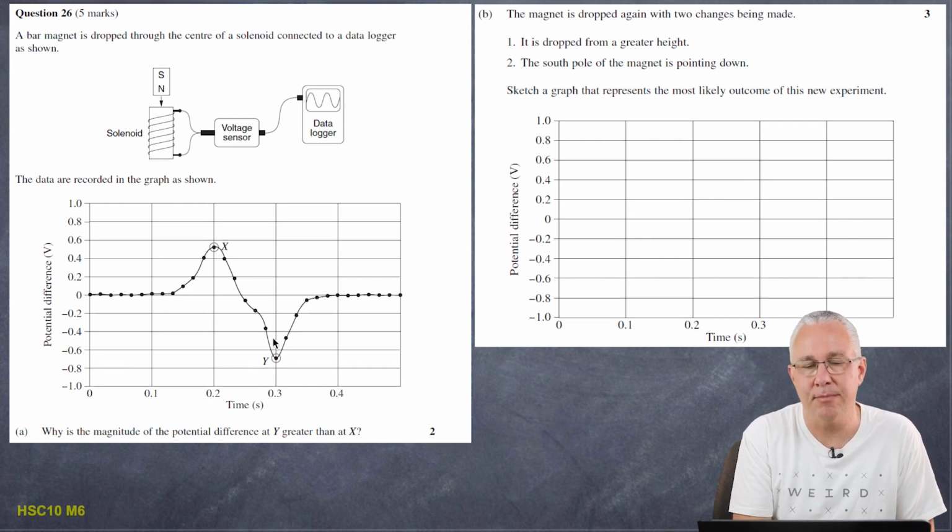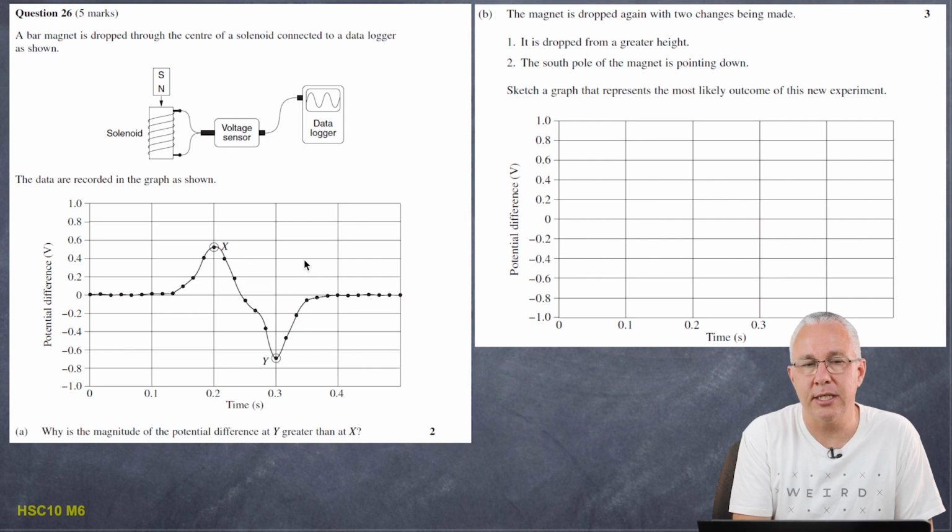So I've just answered part A. The potential difference at Y is greater because the rate of change of flux is greater because it's moving faster. That addresses part A. But let's have a look at now, how would we change this if we were to drop it from a greater height?